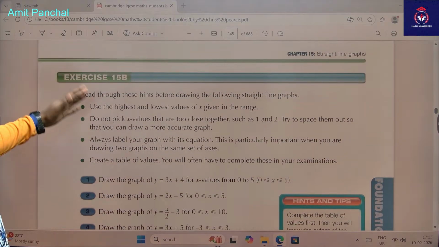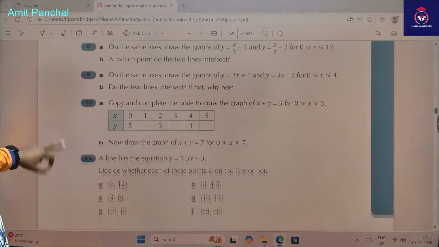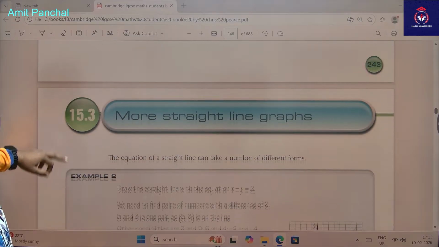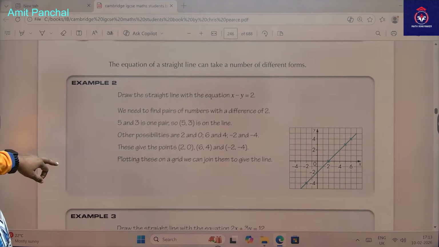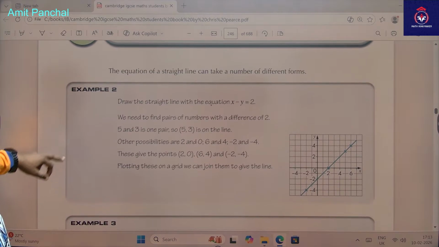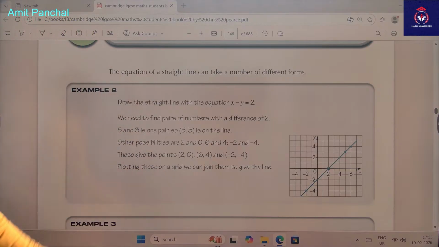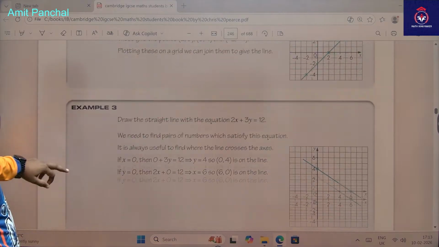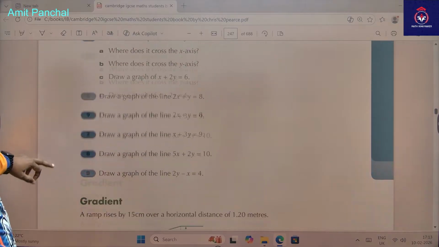Okay, now this is your exercise 15b. This same thing, graphing of that equation. Now more straight line graphs. Okay. Is this your problem? No, sir. It will come down. Okay. So C also we are dropping it. I don't draw the graph, sir.